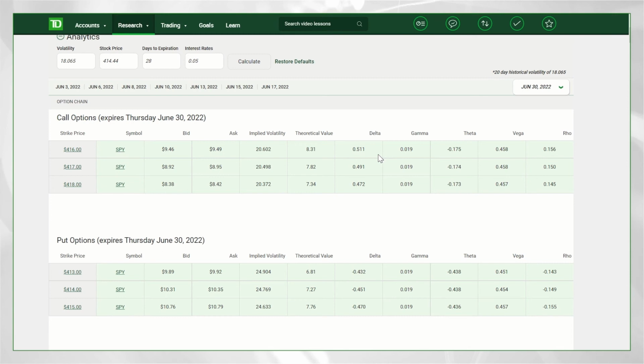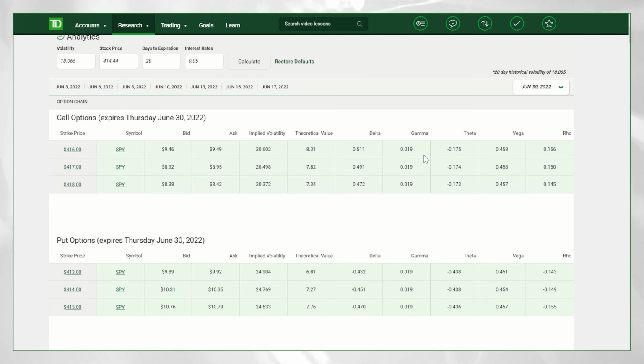Moving towards the middle of the option chain, under the delta column, we see a value listed as 0.511. What that is telling us is that with a $1 increase in the underlying stock, we expect the option premium to increase by delta, or 51.1 cents.